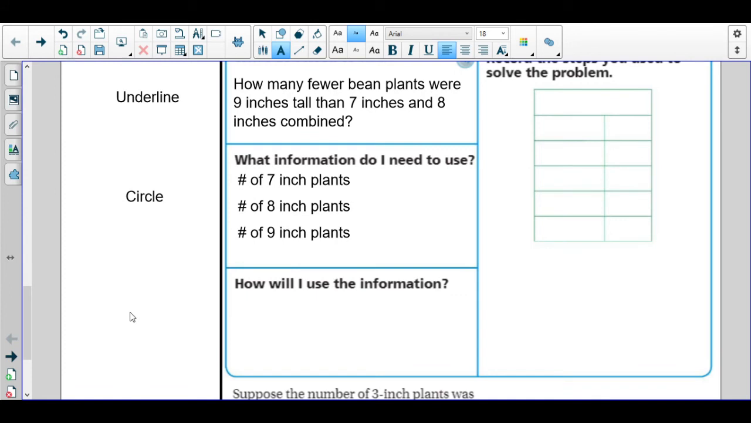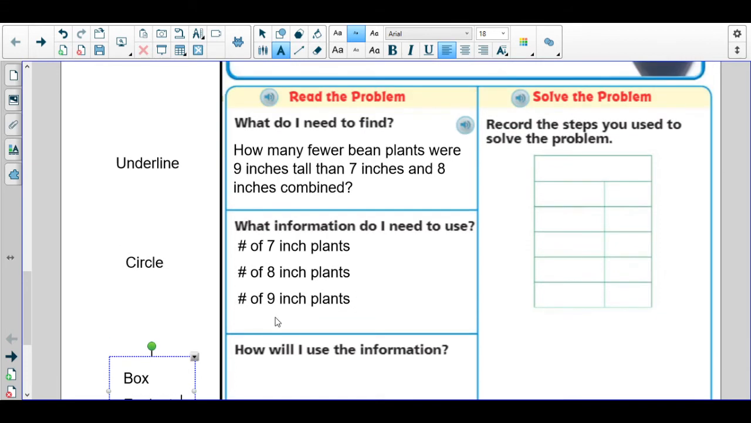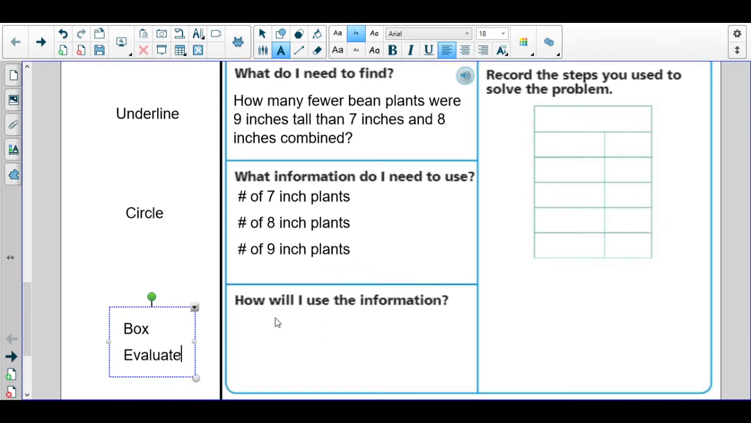This right here is, I would say, a combination between box and evaluate. So we're going to figure out what operations we need to use. And we're not going to be able to fill this in. Let's go ahead and get the chart filled in first. So what do we have up here?